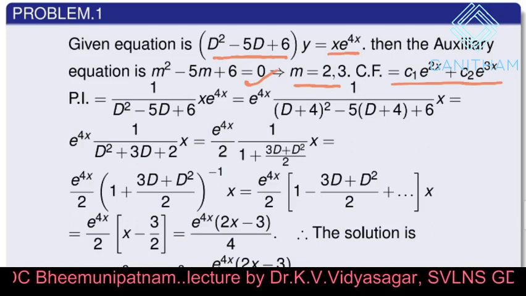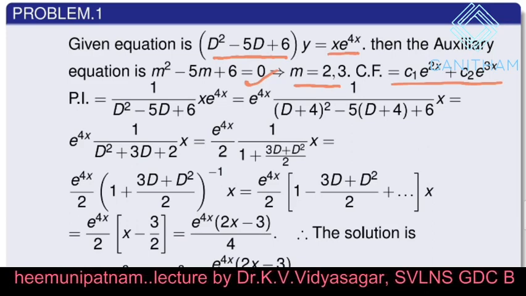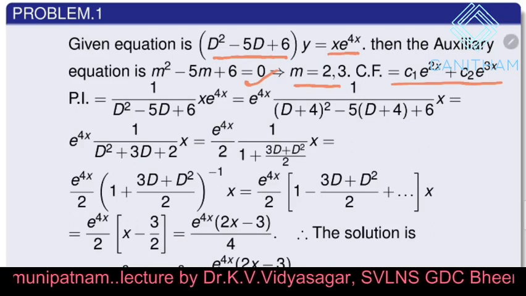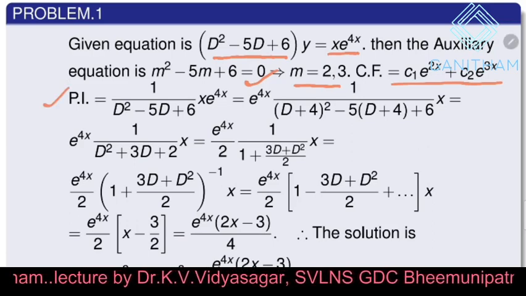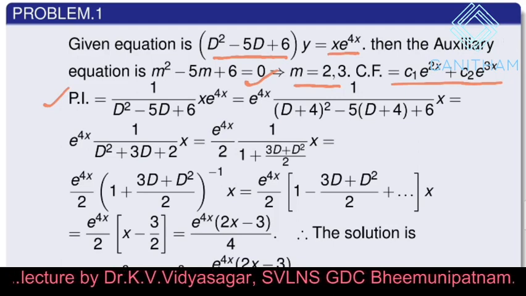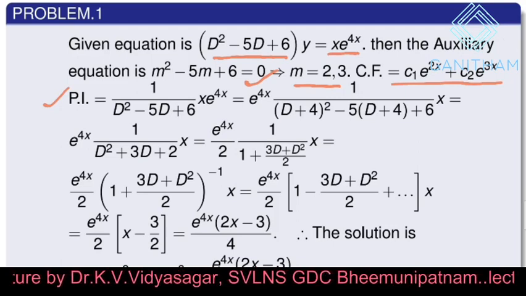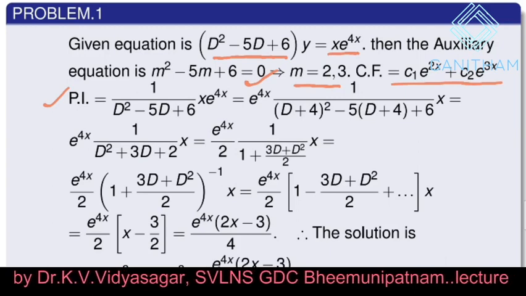Now, the main part of this problem, the particular integral. The particular integral formula is 1 by f of D into Q of x. Here f of D is D square minus 5D plus 6.